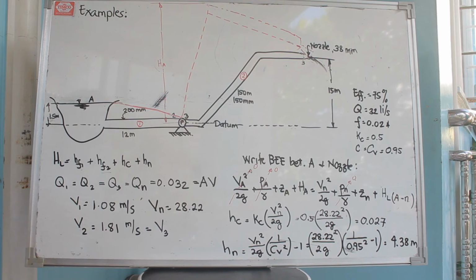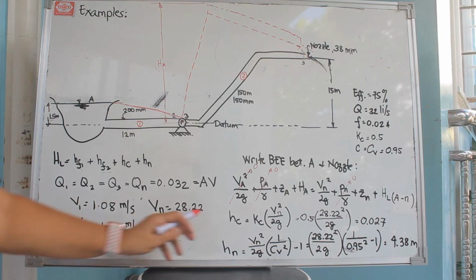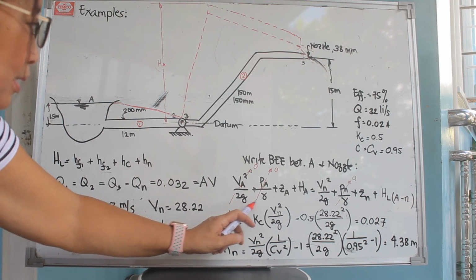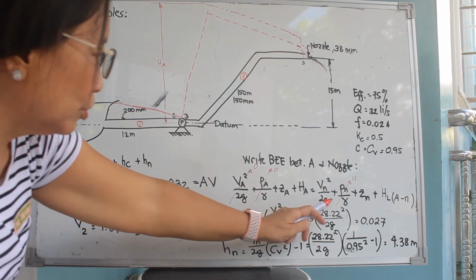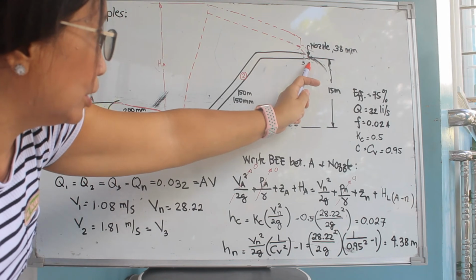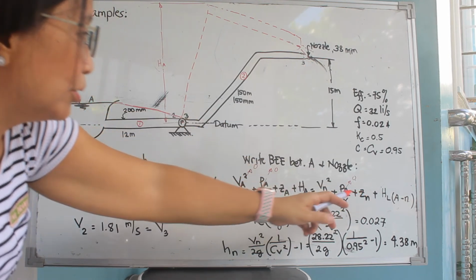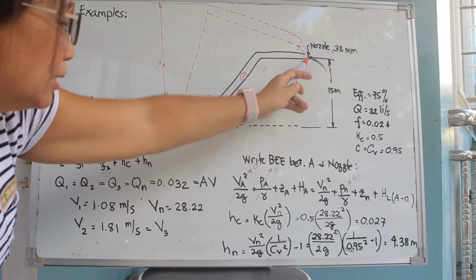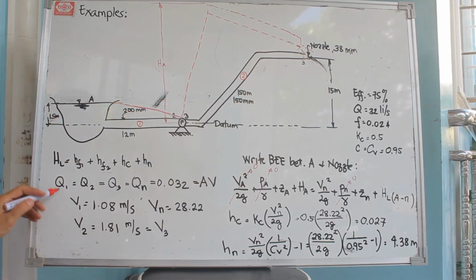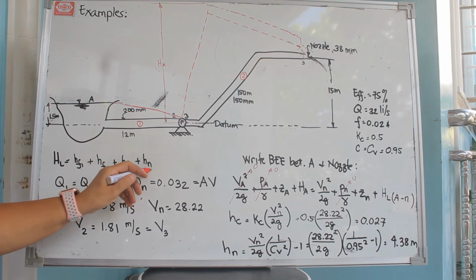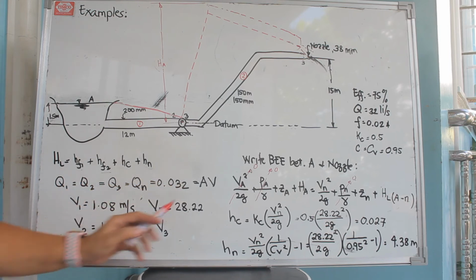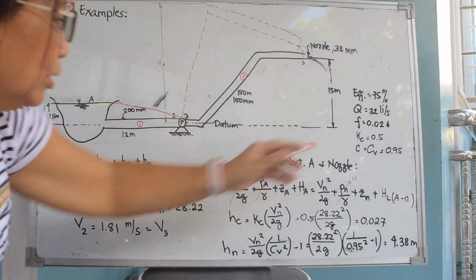Then, applying Bernoulli's equation, ayan yung ating equation. The total energy at the reservoir is equal to the total energy at the discharging nozzle plus the head loss that occurs mula dito sa point A hanggang do sa discharge end. Okay, so ito ngayon yung head losses. Okay, then applying again the continuity of flow it discharges 32 liters per second.